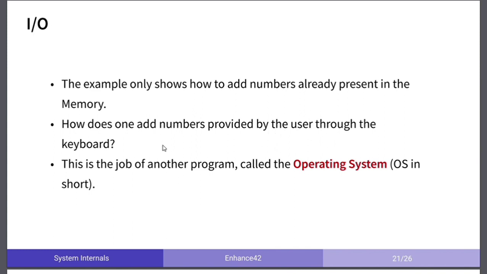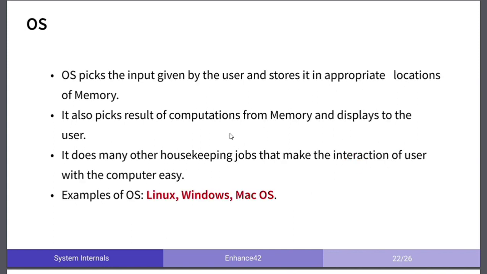This is the job of another program called the operating system, or OS. Let's know what is OS. The OS picks the input given by the user and stores it in the appropriate location. It picks the computation from memory and displays it to the user. It does many other housekeeping jobs that make the interaction of the user with the computer easy. Examples of OS are Linux, Windows, Mac OS.